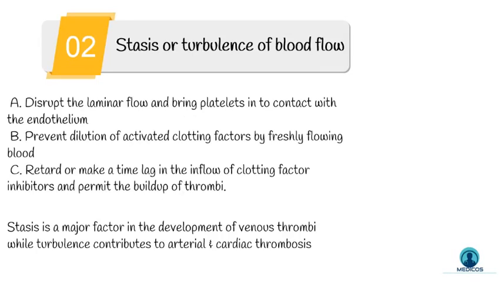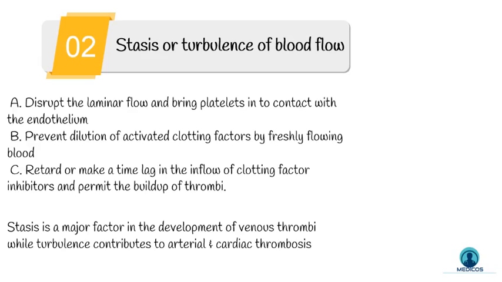The second factor is turbulence or stasis, or alteration in normal blood flow. Under physiologic conditions, normal blood flow is laminar, that is, the cellular elements flow centrally in the vessel lumen, separated from the endothelium by a slowly moving clear zone of plasma. Therefore, stasis and turbulence disrupt the laminar flow and bring platelets in contact with endothelium. They also prevent dilution of activated clotting factors by freshly flowing blood, and they also retard the inflow of clotting factor inhibitors and permit the buildup of thrombi.